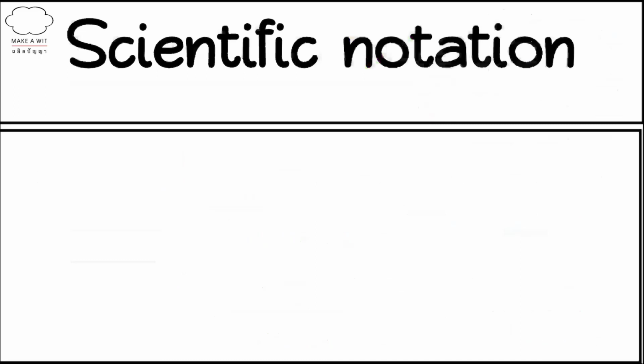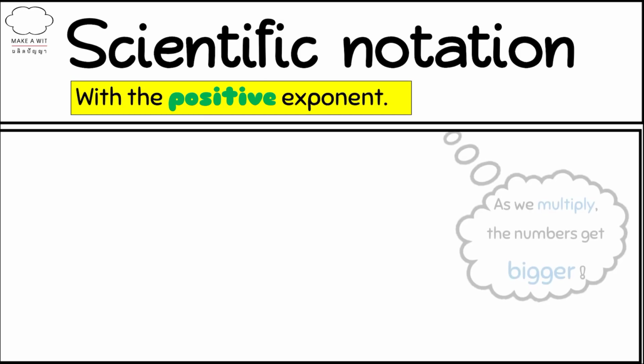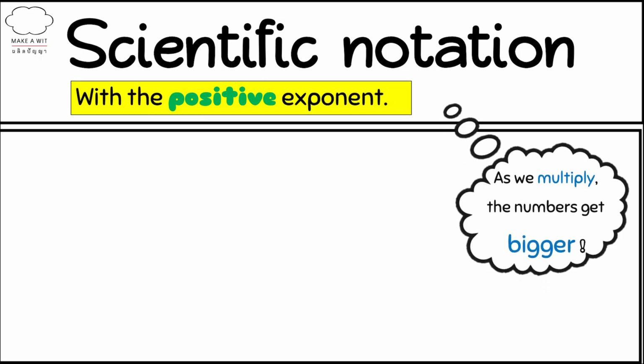Alright? Scientific notation is not that hard, everyone, but you need to count and be careful when you do it too. Now, with the positive exponent, let's see. Now, as we multiply, the number gets bigger. For positive exponent, the number will be really big, okay, or bigger.